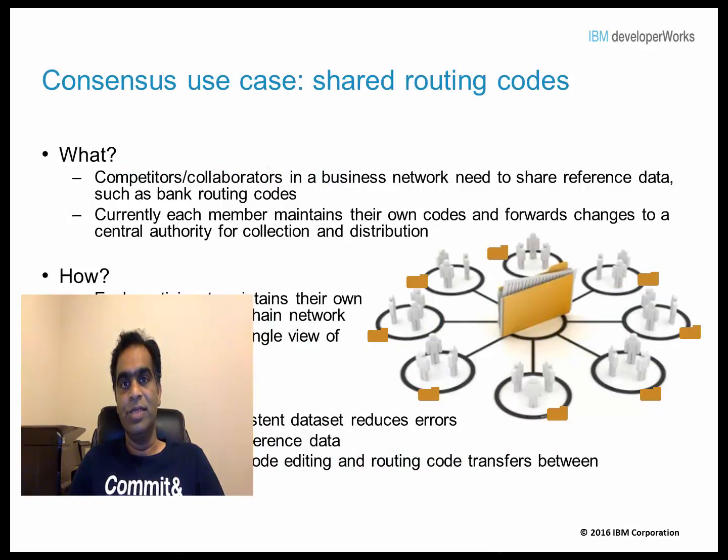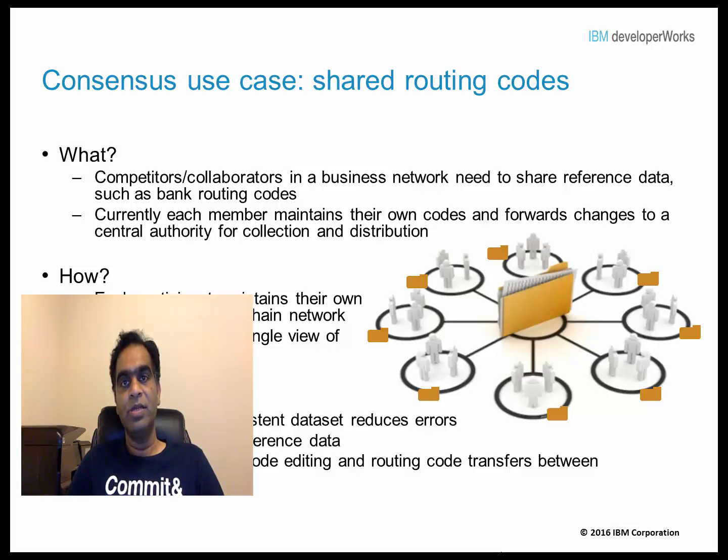What is the use case? In any industry, competitors or collaborators in the business network need to share some reference data like bank routing codes. As of today, each member maintains their own routing codes and forwards changes to a central authority for collection and distribution. How does blockchain solve the problem?